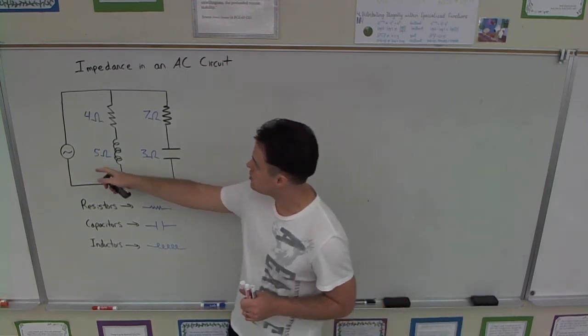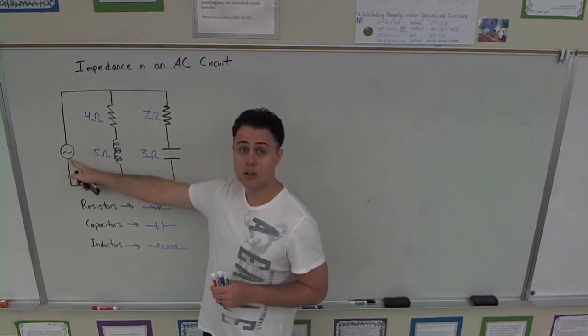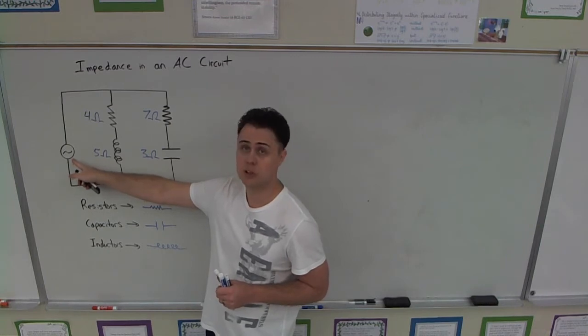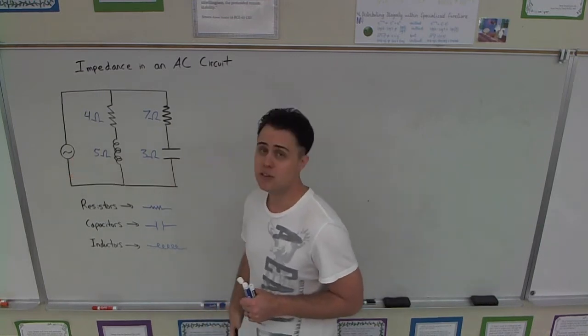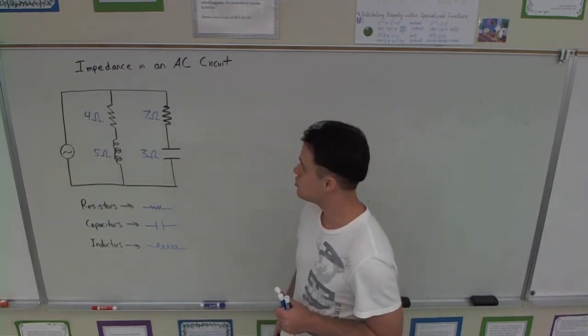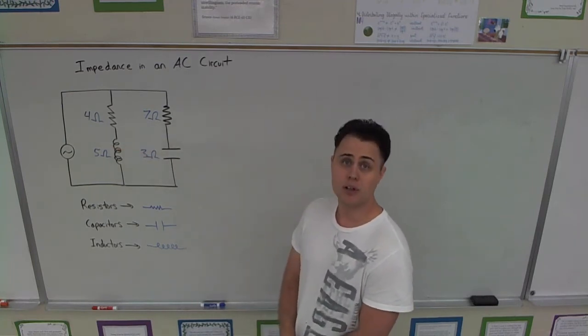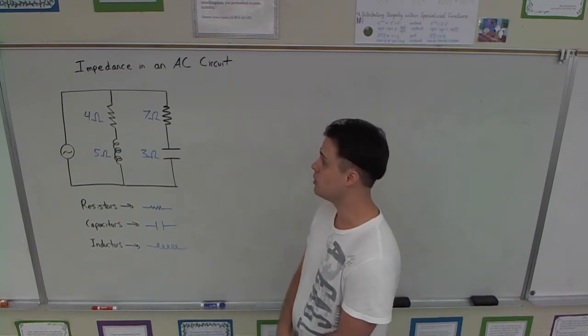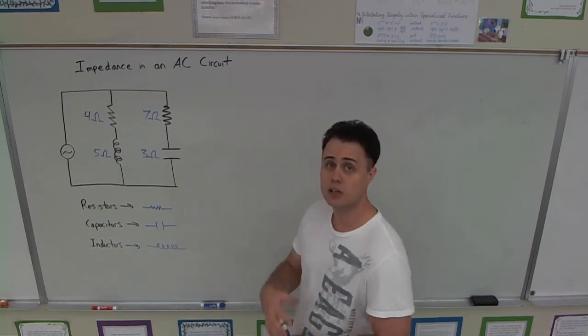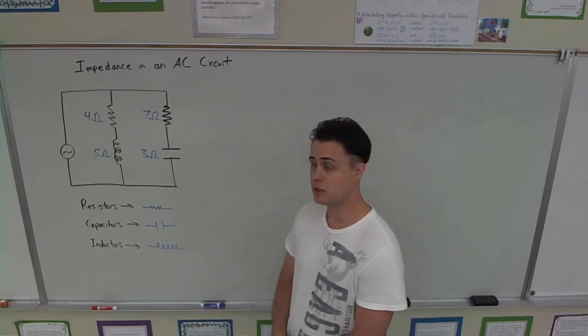So you want to visualize this AC generator right here basically as the wall. So this is where you're plugging something into the wall. So what have I plugged into the wall basically? This is the circuit that I've plugged into the wall. So where are complex numbers a plus bi going to come into play in this lesson and in this application? Well, here's where they're going to come in.